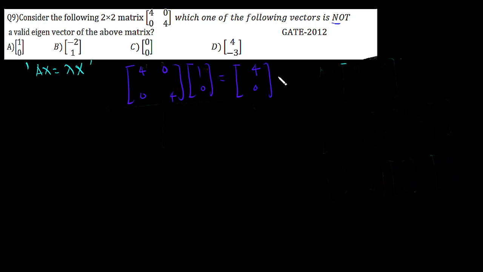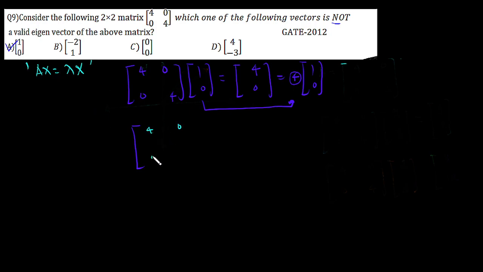Now you can easily take 4 common and represent this vector as lambda times the initial one. Again, the vector is repeating itself, but the magnitude is different. So I can say option A contains the correct eigenvector. Let's move to option B.